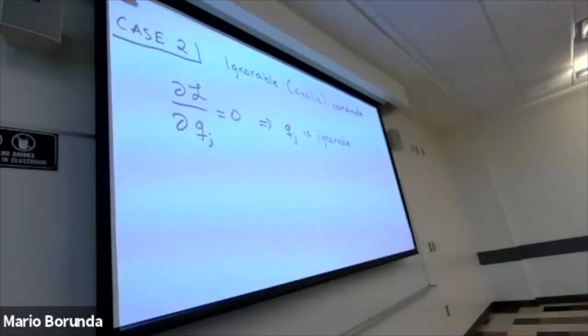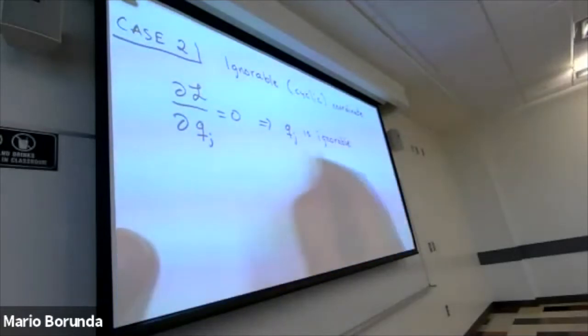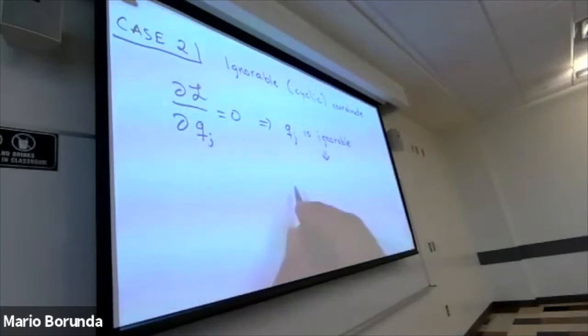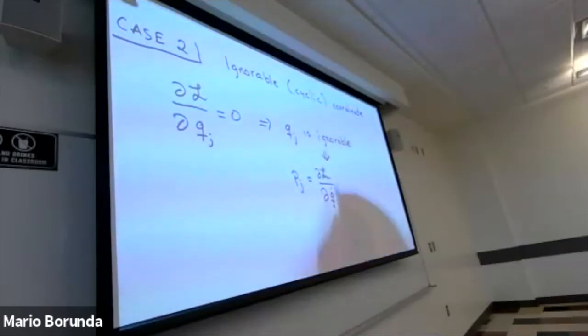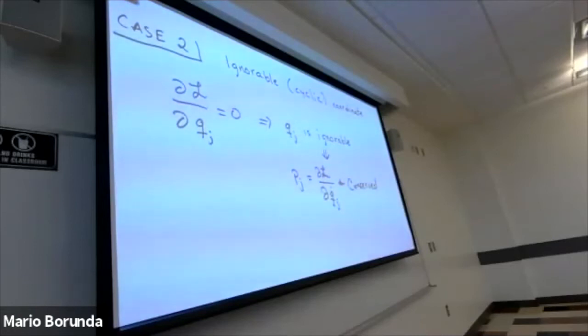So if this happens, then this coordinate, which is defined as the derivative of your Lagrangian with respect to this q's time derivative, is conserved. Okay. So that's another case where this is true.